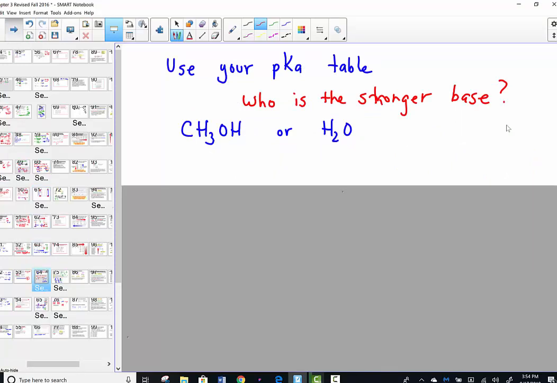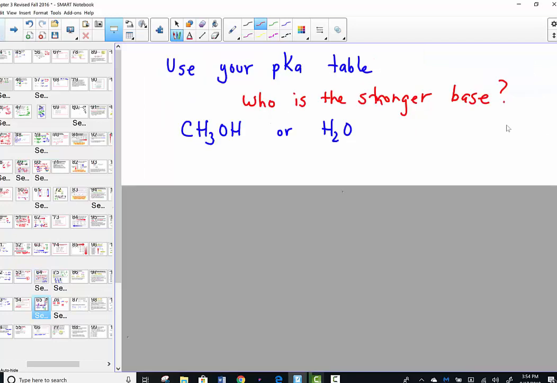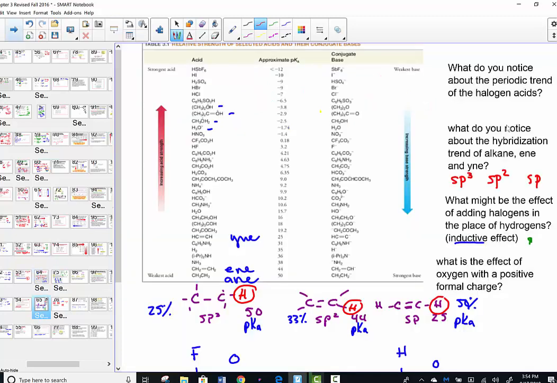Alrighty, let's try one out. I'm going to backtrack; my slide went a little too fast there. Use your pKa table to find methanol and water, and the question is, who is the stronger base? When I think about finding the base, this is a snapshot of table 3.1. Just keep skimming.